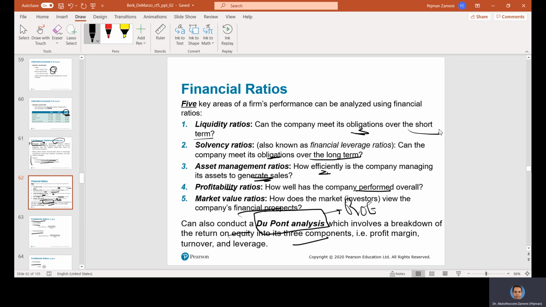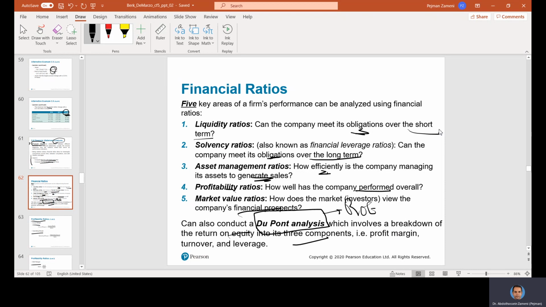Okay, financial ratios. Five key areas of a firm's performance can be analyzed using financial ratios. Liquidity ratio: can the company meet its obligation over the short term? Solvency ratio, or financial leverage ratio, talks about that: can the company meet its obligation over the long term? The previous one was short term, this is long term.